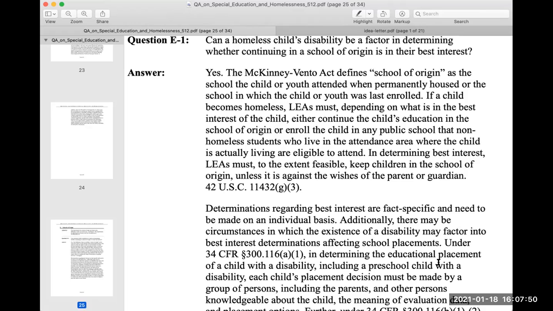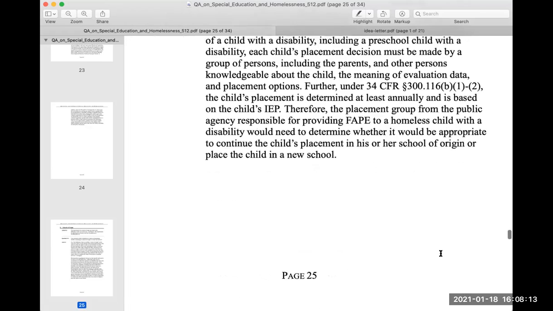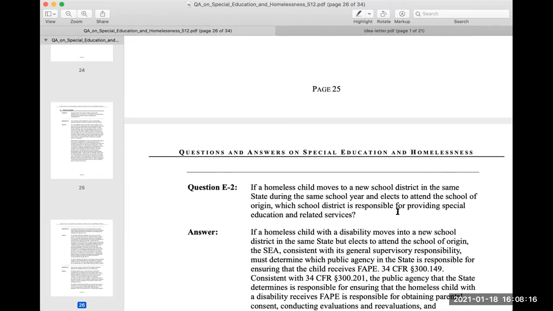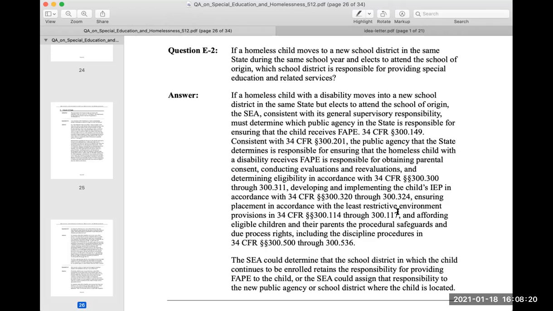300.116(a)(1), in determining the educational placement of a child with a disability, including a preschool child with a disability, each child's placement decision must be made by a group of persons, including the parents, and other persons knowledgeable about the child, the meaning of evaluation data, and placement options. Further, under 34 CFR paragraph 300.116(b)(1)-(2), the child's placement is determined at least annually and is based on the child's IEP. Therefore, the placement group from the public agency responsible for providing FAPE to a homeless child with a disability would need to determine whether it would be appropriate to continue the child's placement in his or her school of origin or place the child in a new school.